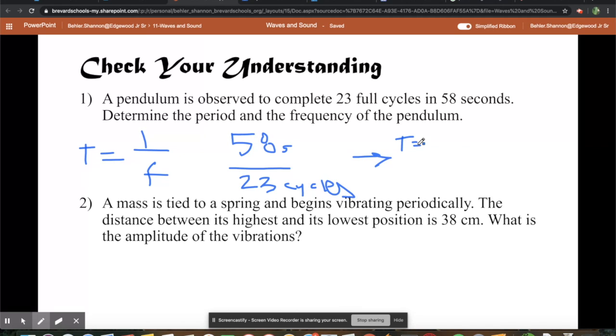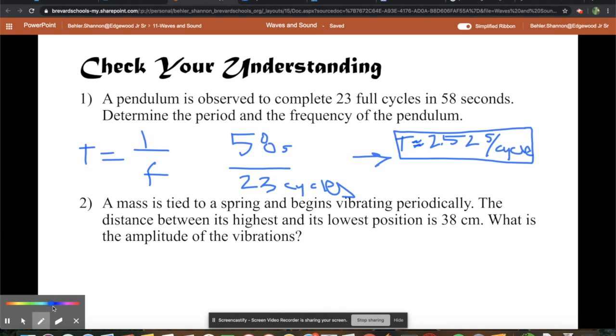like 2.52 seconds per cycle. Or you can just put seconds, I'm fine with that. Okay. And then the frequency is just 1 over that. So the frequency is, well, or we could just switch these numbers, but same difference.